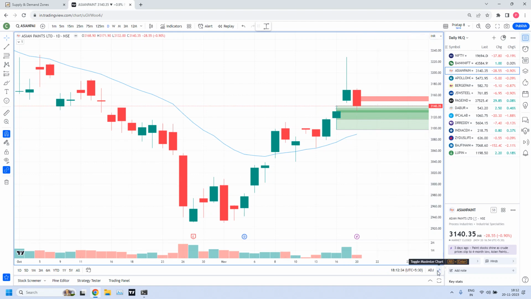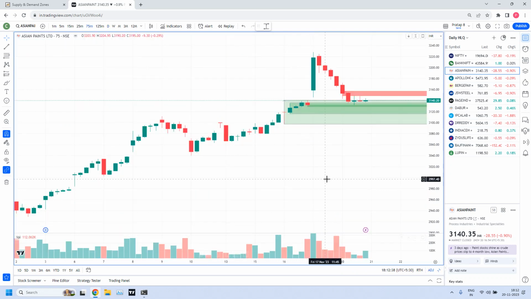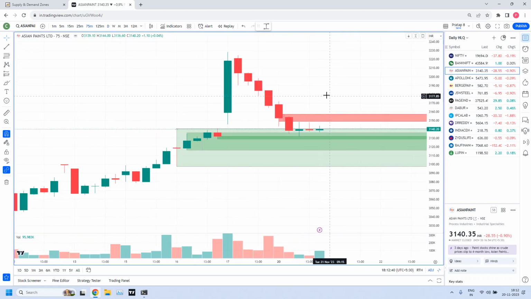I have already fine-tuned at the 75 minutes time frame. Look into the 75 minutes time frame. We have an ERC candle. It is looking like a base candle, but it is a failed ERC candle. We can use it as a leg in, and then we have 4 base candles, and then we have a leg out as a rally.